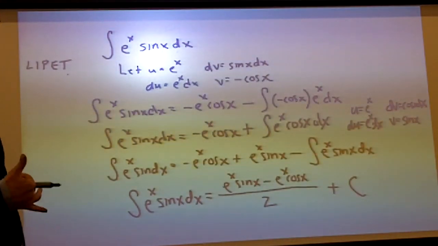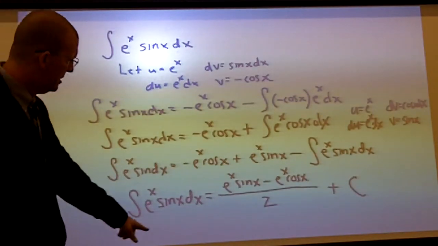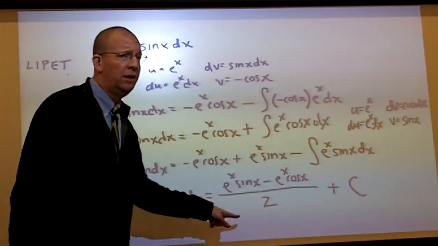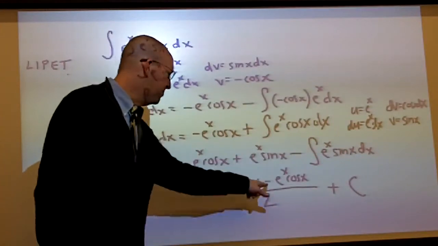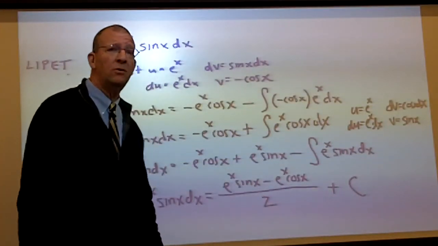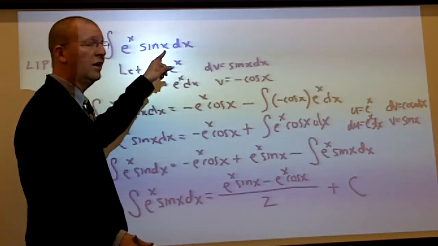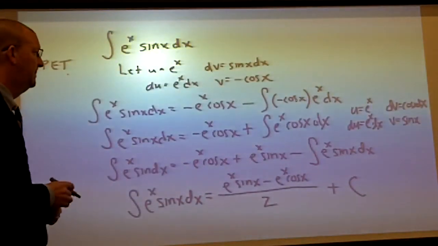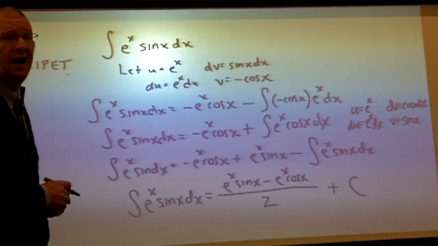And again, feeling a little insecure? Take this derivative, use your product rules, distribute the negative sign, divide by 2, and you're going to get e to the x sine x. I promise.